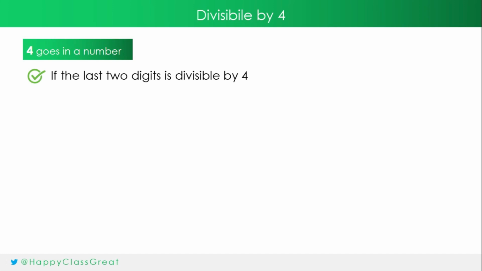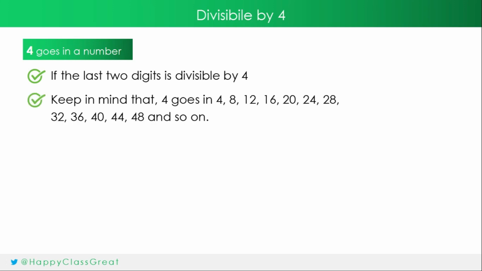So let's check how we can know if a number is divisible by 4. You understand? So 4 goes in the number if the last 2 digits are divisible by 4. Now what are the last 2 digits? What do you understand by that? Don't worry, don't disturb yourself too much. I will explain that right now.